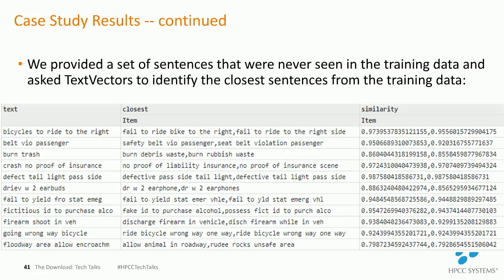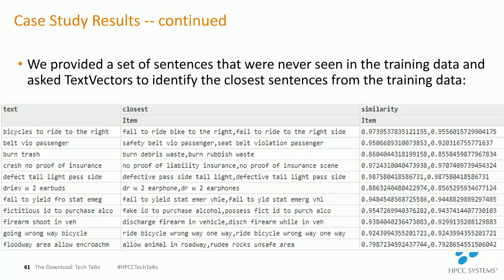Next, we gave it some descriptions that were not in the training set and asked it to find the most similar sentence among the violation descriptions used for training. It's interesting to see the mappings it was able to achieve. Given the first sentence, bicycles to ride to the right, it found fail to ride bike to the right and fail to ride to the right side, neither of which contained the word bicycle, yet were strong mappings in terms of meaning. If we skip down to the 8th row, we see that fictitious ID to purchase alco got mapped to fake ID to purchase alcohol. Another interesting mapping. Most of the mappings seemed reasonable and seemed to express the same concept in different words.